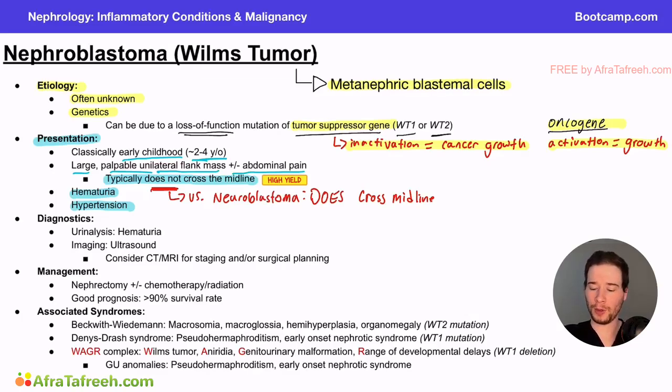But the main thing that will distinguish it is the clue that it doesn't cross the midline. That's why I want you to keep that in mind. Every other presentation is essentially things that we could just expect to see with renal involvement. They don't have to be there, but they could be there, indicating we are dealing with a renal pathology.